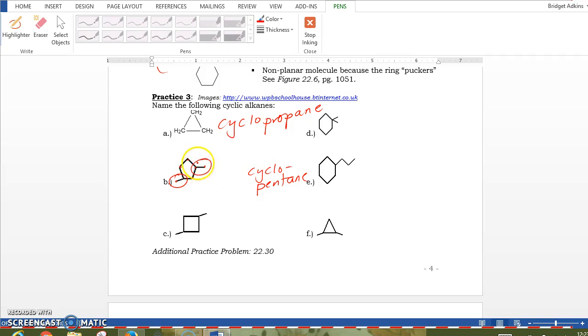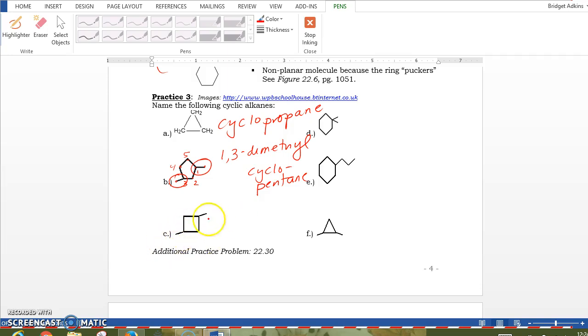If I number going this way, so if I say 1, then 2, then 3, and then 4, I have a 1, 4 number combination. If I go the other way, if I say 1, 2, 3, 4, 5, if I go that way, now I have a 1, 3 dimethyl cyclopentane. So again, you're wanting to get the lowest number possible, and so that's why we number it going clockwise. And you could certainly start here and go 1, 2, 3, and you get the same name.